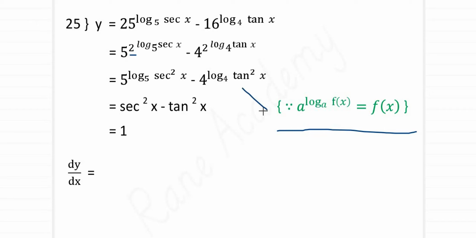Now using this result, the property of logarithm, we get this as sec square x minus tan square x, and we have a standard result, sec square x minus tan square x is 1, and so we differentiate, so the derivative of 1 is 0. So this is the answer.